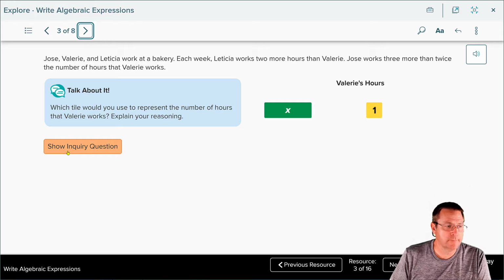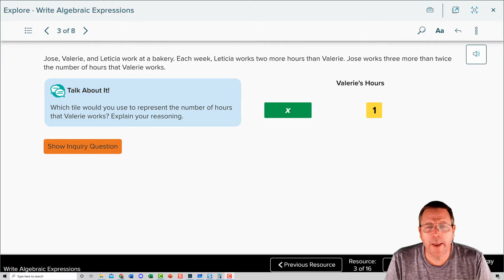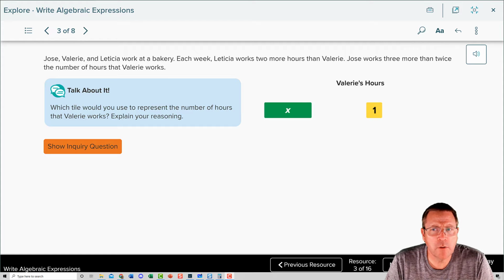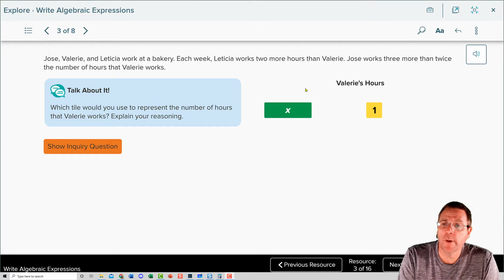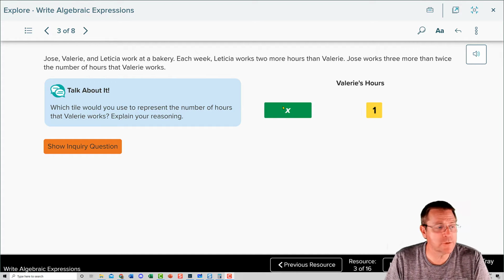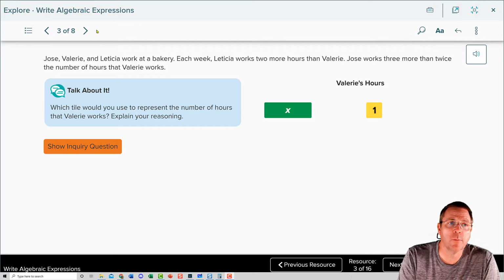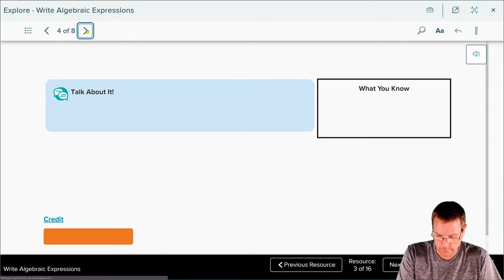Represent your reasoning. Well, let's go back and look at our problem here. Does the problem ever tell us how many hours Valerie works? It does not. Valerie is the unknown element in this. We can't say that she works 1 hour because it never says she works 1 hour. All we know is that she works some number of hours, and that unknown number of hours, we're going to represent with the variable X.